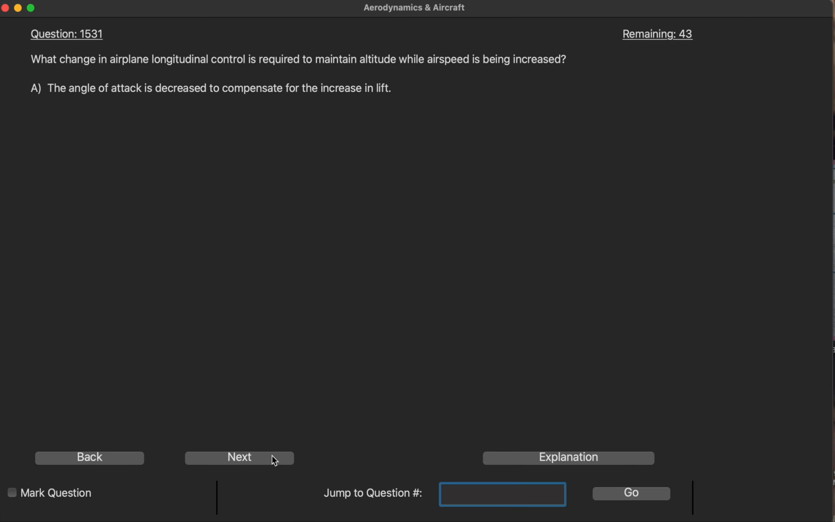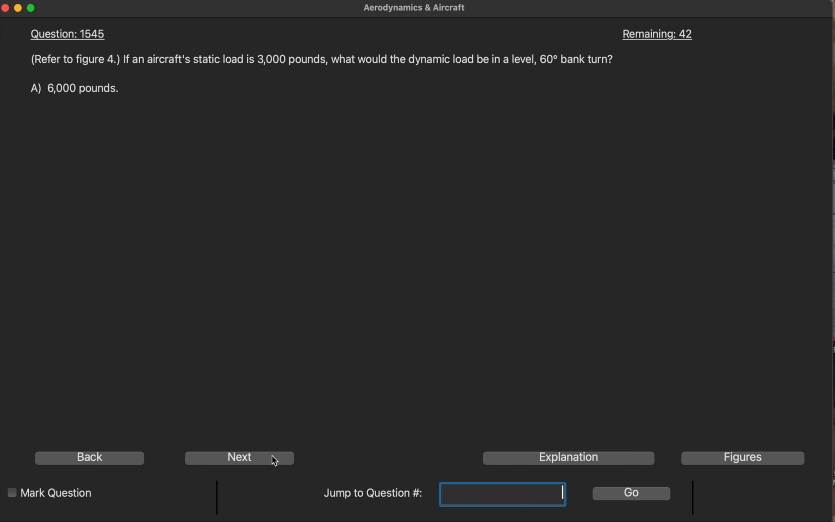What change in airplane longitudinal control is required to maintain altitude while airspeed is being increased? The angle of attack is decreased to compensate for the increase in lift. Refer to Figure 4. Again, we don't need to look at the figure. 3,000 times 2 G's equals 6,000 pounds.